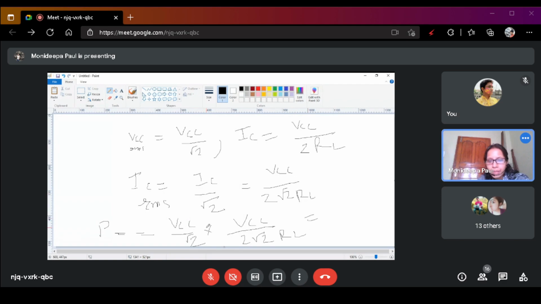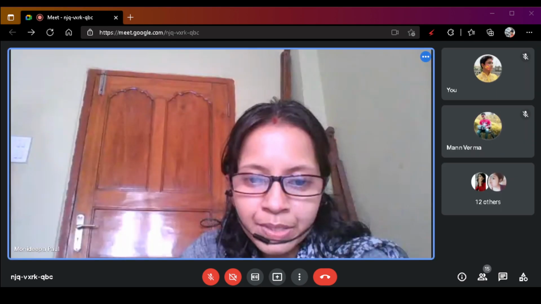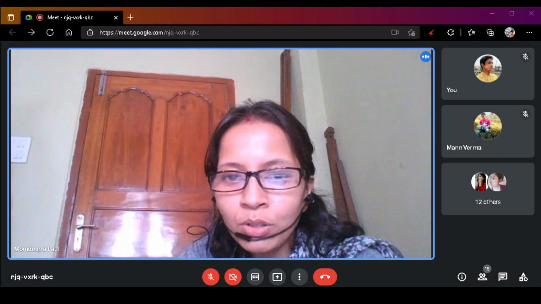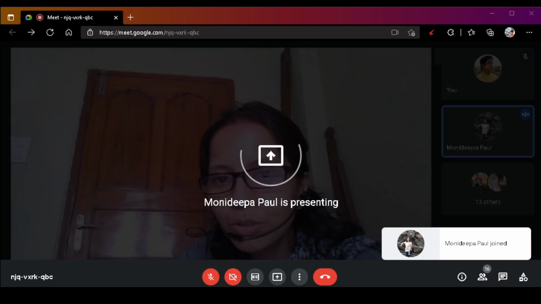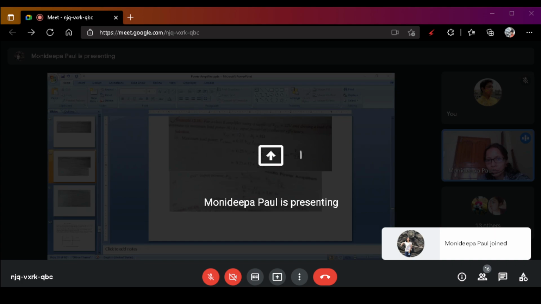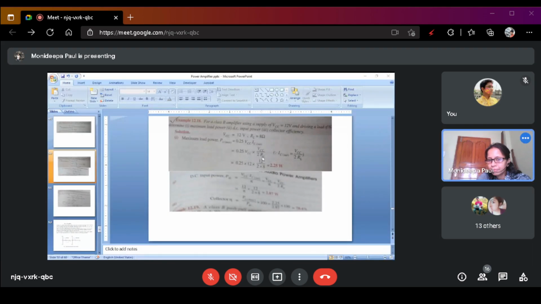So root 2 into root 2 is 2, and this into 2 means 4. 1 by 4 means 0.25. And the remaining thing is same, that is VCC square by RL. Okay, up to this it is clear for everyone? Yes, ma'am. Okay. Here you see the same thing. Directly put the value, that is 0.25 VCC into VCC by 2 RL. Okay. So you find out the value.